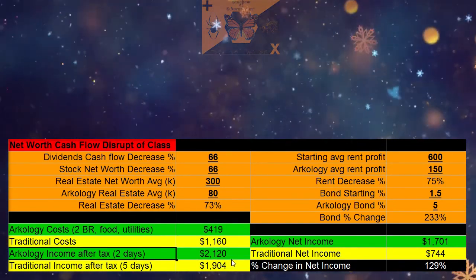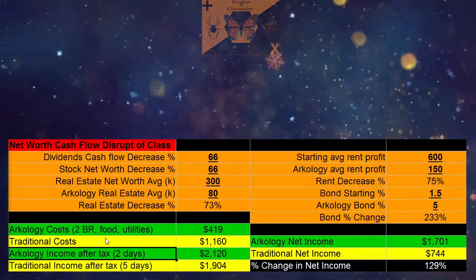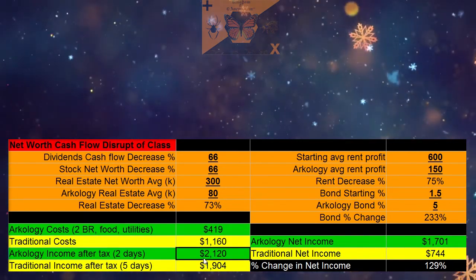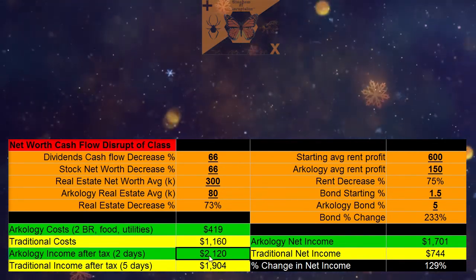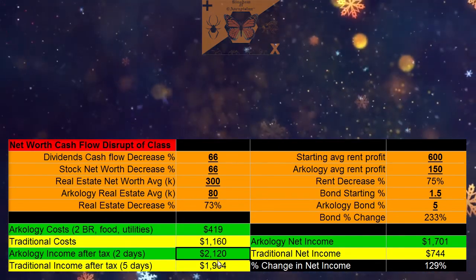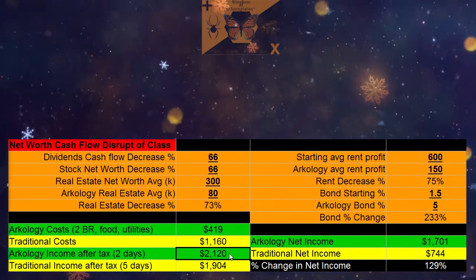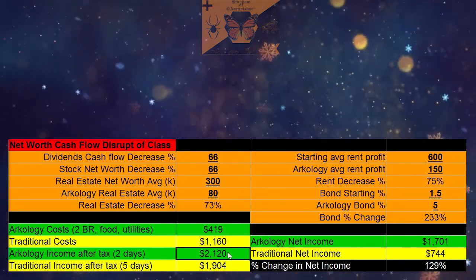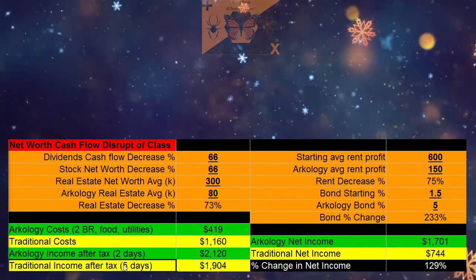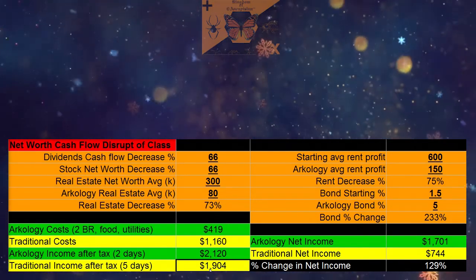So this is shown right here. Arkology income after tax, working 2 days a week. So this is including your UBI. This is including your hand tokens. And this is assuming you work $20 an hour. $2,100 after tax. Now this is traditional income working 5 days a week after tax.